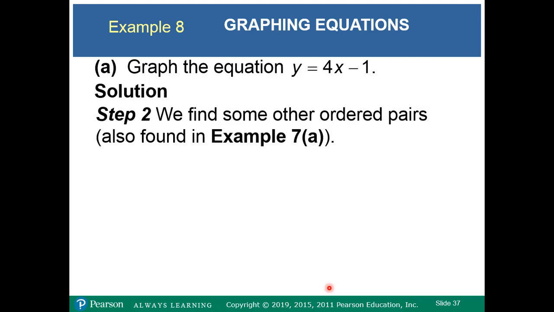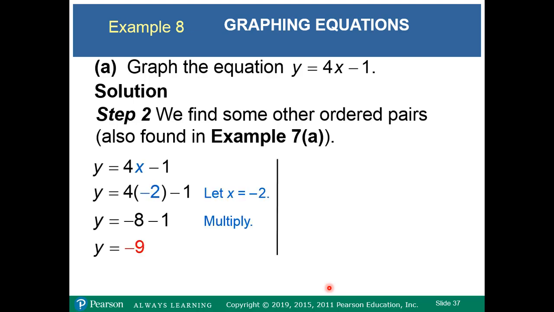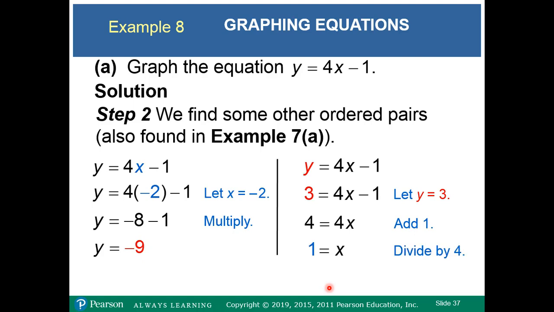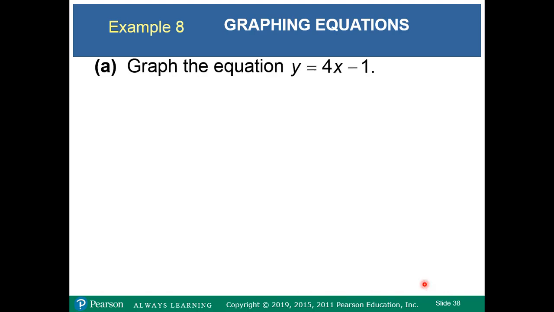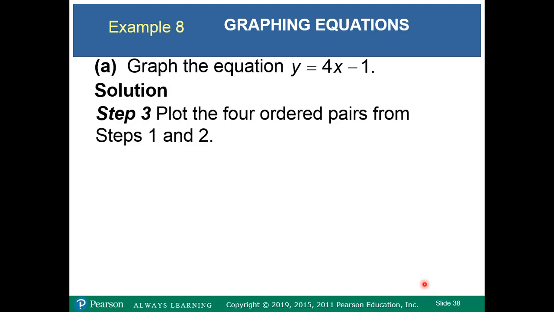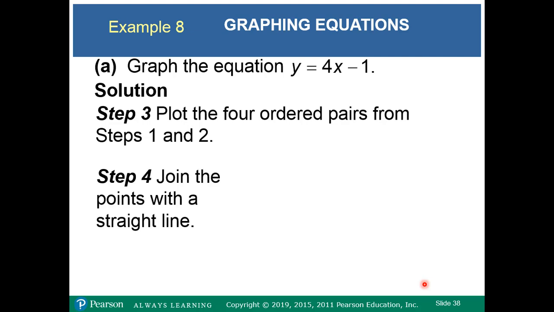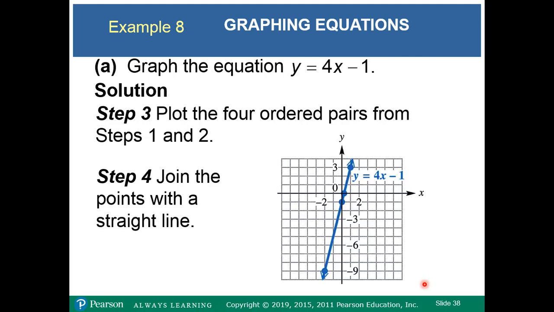And we found some other ordered pairs also in example 7a. This is the same example that we did before, where we found those other ordered pairs. Now, you don't need to have 5 or 6 different ordered pairs. They give us ordered pairs of (-2, -9) and (1, 3). So now, if we graph these, we're going to plot the 4 ordered pairs onto the rectangular coordinate plane, and then join these with a nice smooth curve.